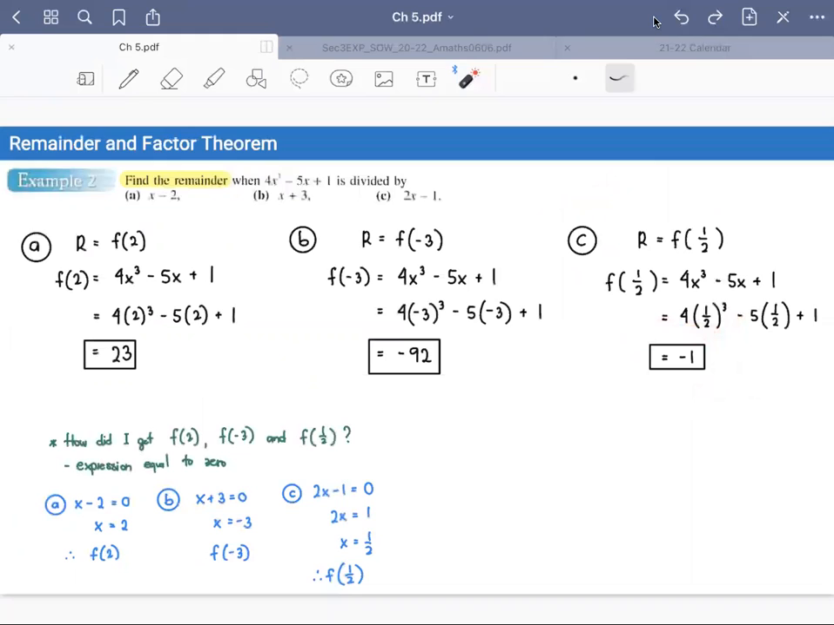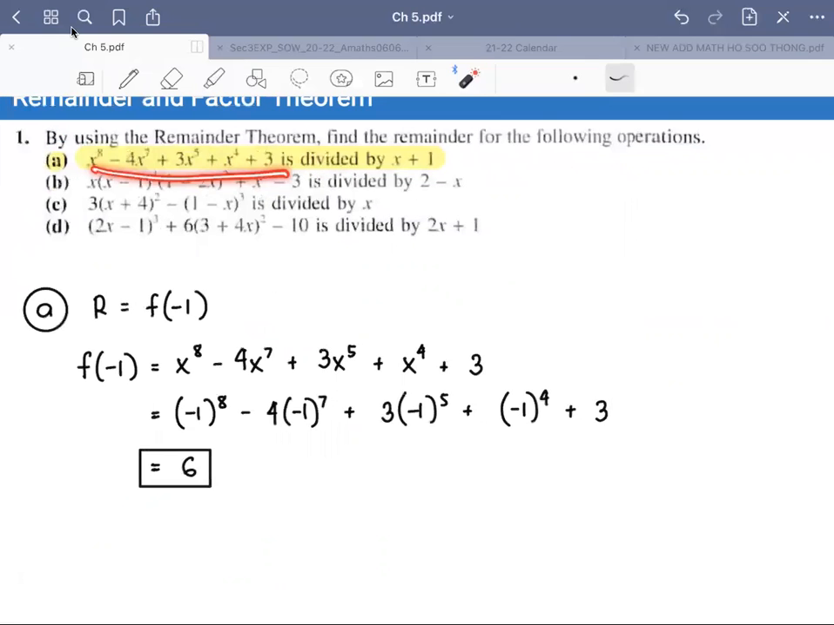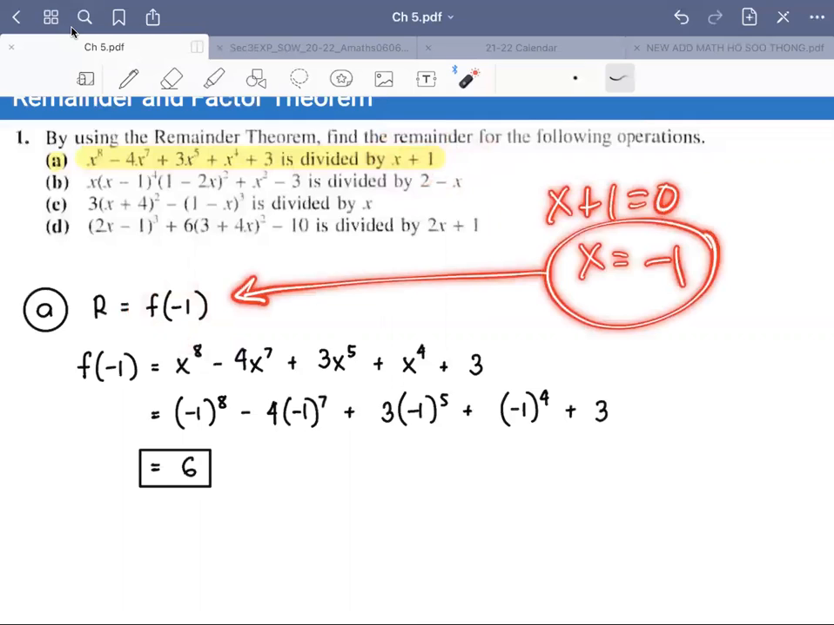Okay, so that's it. Do you guys have any questions on how to find the remainder when you divide expressions? Answers now for number 1A. Again, this expression is divided by x plus 1. So that means your function is f of negative 1, right? Where did I get f of negative 1? You make x plus 1 equal to 0, so x is equal to negative 1. And this is your function, okay?